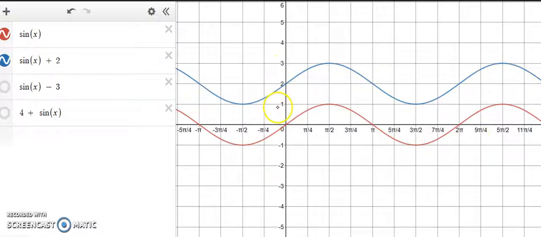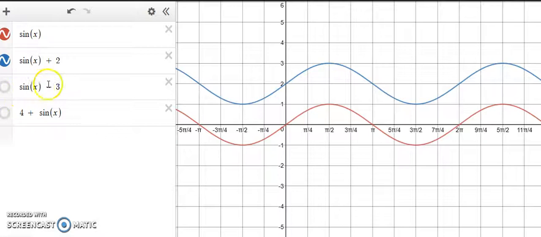The easiest place to see this is right at the y-axis right here. So see, we were at 0, 0, and now we're starting at 2. And then we go up and down 1 from there. Okay, so we shift up 2 here, and then we go up 1, that takes us to 3. We go down 1, that takes us to 1. Okay, the amplitude didn't change. We just shifted everything up by 2.